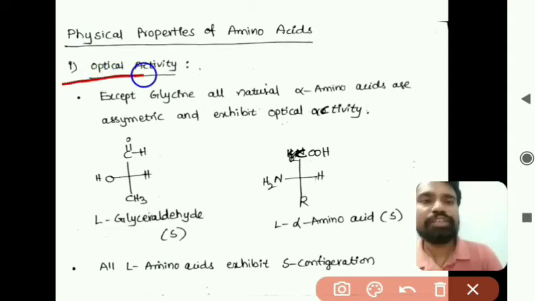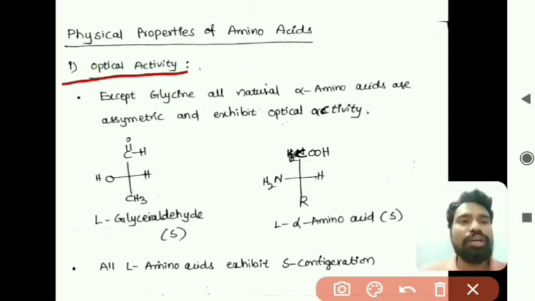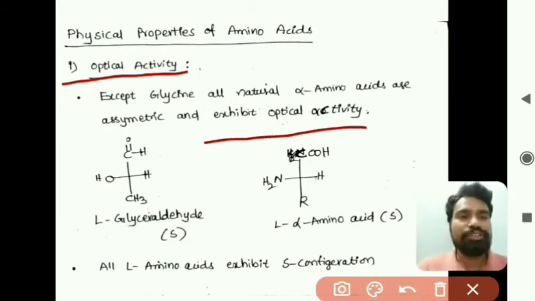The first one is optical activity. As we have discussed in part 1, almost all the amino acids contain one asymmetric carbon, except glycine, because glycine contains CH2, that carbon is CH2 NH2 COOH, right. So that's why glycine is optically inactive, because it does not contain any chiral or asymmetric carbon, right. Except glycine, all other natural alpha amino acids contain an asymmetric carbon, right. So automatically it exhibits optical activity, right.